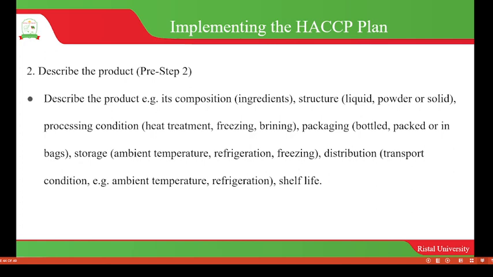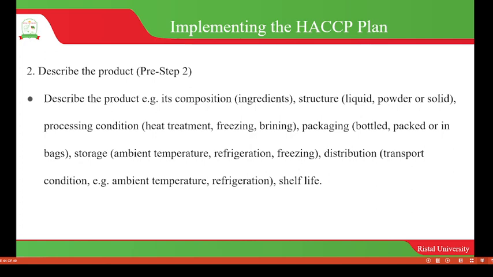Then also, when you are describing the product, you need to describe its structure. Is it going to be in a liquid form, powdered form, or in a solid form? Then also you need to talk about the processing conditions of the product. Does it require heat treatment, freezing, or brining? Then you describe the packaging material: is it going to be in a bottle or in a packet, or is it going to be contained in bags? Then you also describe the storage condition: is it ambient temperature, refrigeration, or freezing? Then also talk about how the product can be distributed, that is to say, the transportation condition. Does it require a refrigerator, or is it going to be ambient temperature?